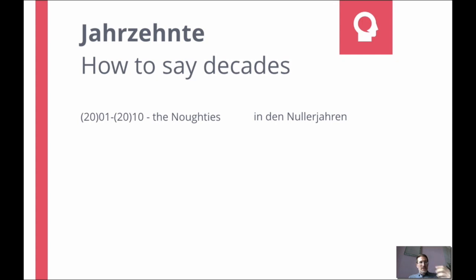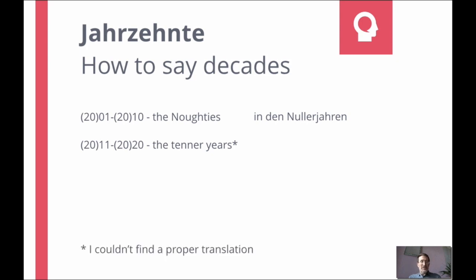Let's take a look at the next decade, 2011 until 2020. 2011 bis 2020. I would call that the tenner years, but I couldn't find a proper translation. So if you have a term for this period, let me know. Yeah, I'm very curious. Now, in German we would say in den Zehnerjahren. I have to be honest with you, these two I haven't really used much in my own life, but if you had to talk about these periods, then these would be the terms.